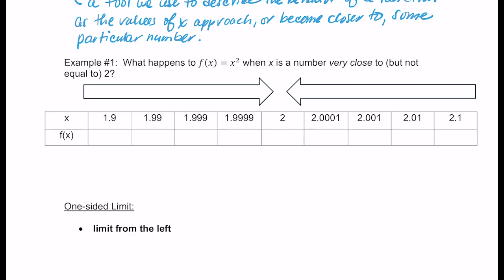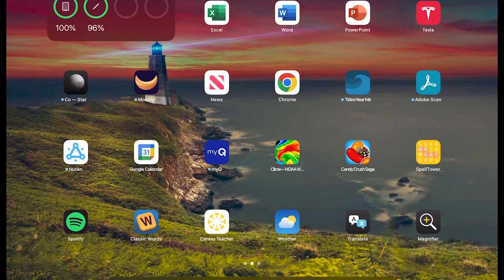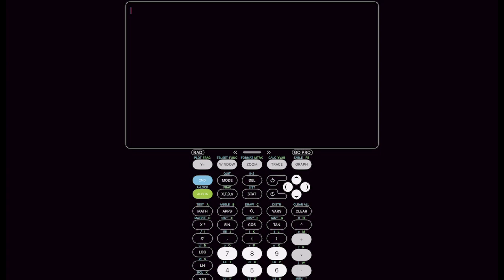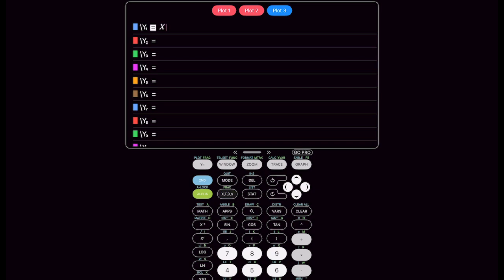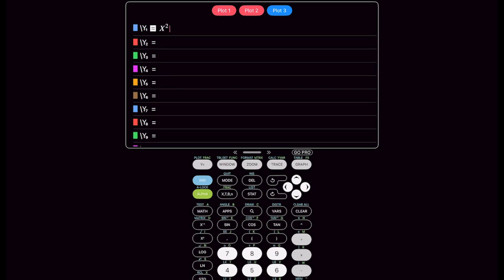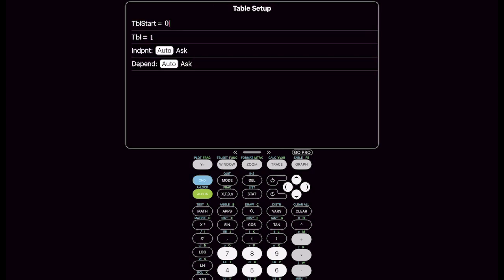And one of the easiest things to do is to go on your calculator, and I'm going to use this app here. It's called Calculate 84. It's very similar to the TI-84 Plus calculator. And I'm going to type this into y equals, and we'll just type in x squared. Okay. And then what I'm going to do is go into second window, which is table set. And we want to make the independent variable, which is your x variable, we want to change it from auto to ask.